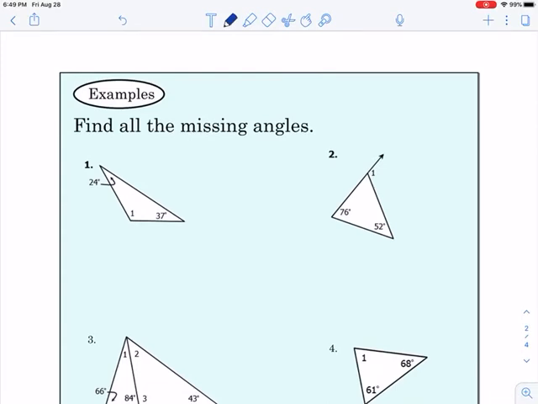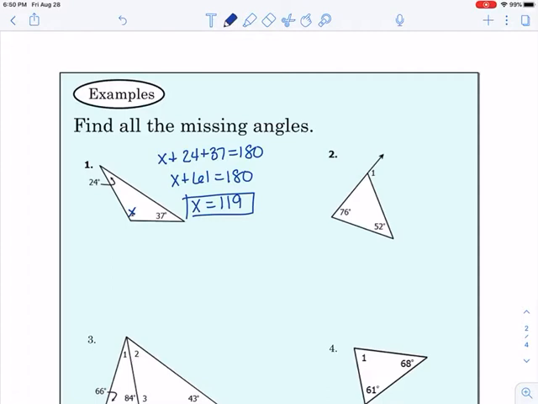So now we're going to put that into use for our examples here. Okay, so we want to find all the missing angles. In example 1, there's only one missing angle, so I'm going to call that X. Again, the three interior angles of a triangle have to add up to 180. So I'm going to do X plus 24 plus 37 equals 180. 24 plus 37 should give me an answer of 61. So I'm going to have X plus 61 equals 180. And then subtracting 61 from both sides should give me an answer of 119. So X is going to be 119 for number 1. And that's the only angle that's missing. So that's all you need to do for number 1.